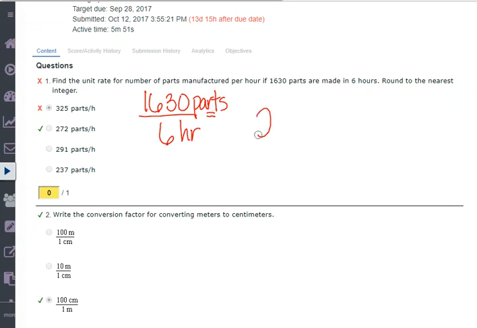And I get 271.6 repeating parts per hour. The little slash indicates the word per, so parts per hour. If I look over here, you can see that they round that up to 272.